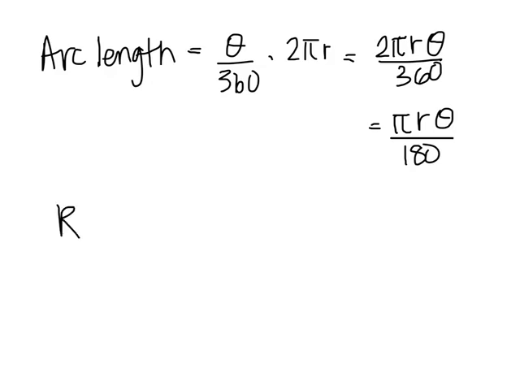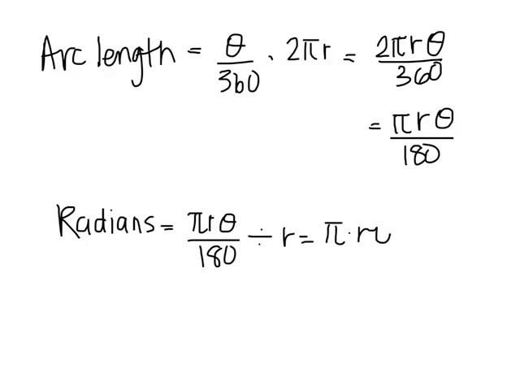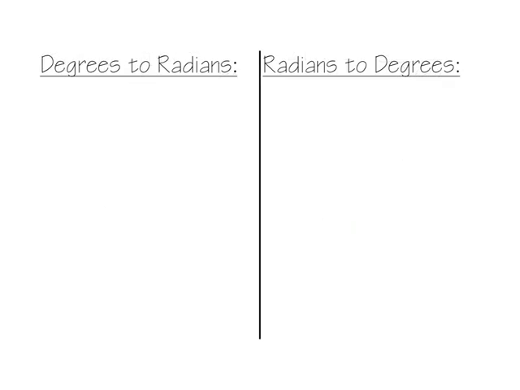If I want to know how many radians this particular angle is, I'm going to take pi r theta over 180 divided by r, which is the same as multiplying by 1 over r. These r's right here are going to cancel out, leaving me with pi theta over 180. So I could say if I have x degrees, if I just multiply it by pi over 180, that'll tell me how many radians I have.